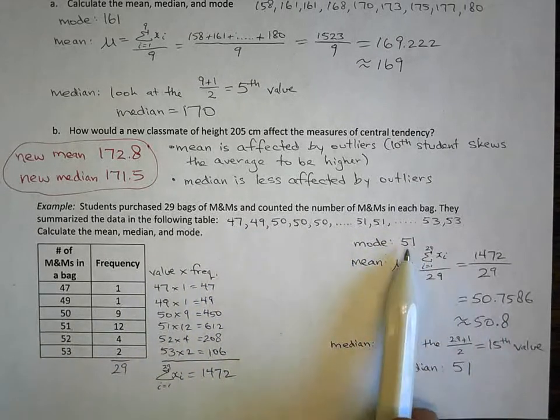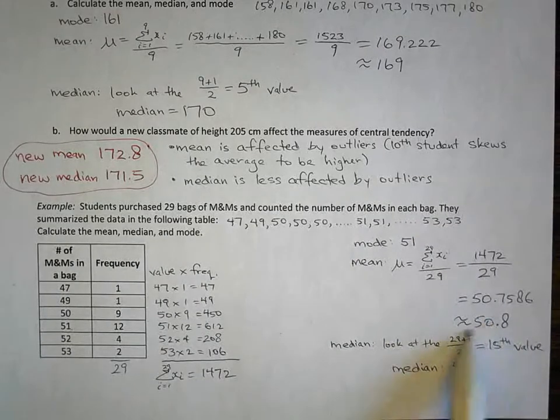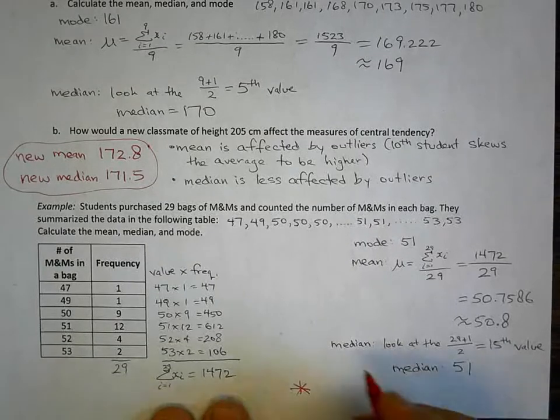You could say it's 51. That's the one that comes up the most. You could say it's 50.8. That's the average. Or you could say it's 51. That's the middle value of all of my survey. I'm going to put a little star here that will help you with your homework. And there's an important star to note.